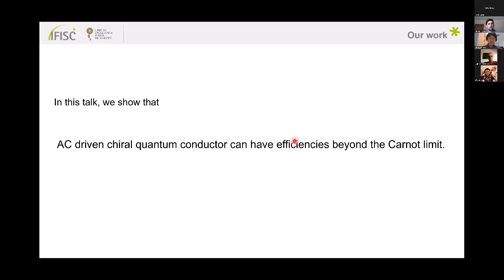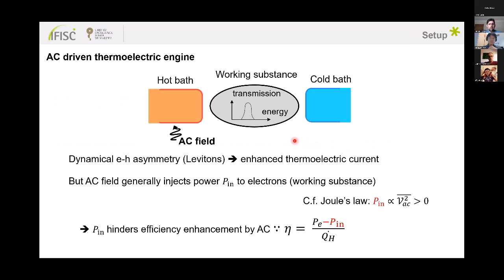So in this talk, I will show you that indeed an AC-driven chiral quantum conductor can show efficiency beyond the Carnot limit. Here is the setup. Again, we have a hot bath and a cold bath and the working substance in the middle. The working substance is now a scatterer, which has an energy-dependent transmission. And now we apply an AC field to the hot bath, the hot AC voltage. Then this AC voltage dynamically generates electron-hole asymmetry, as in the example I showed you, the levitonic case, only exciting electrons, not holes. And this enhances the thermoelectric current.